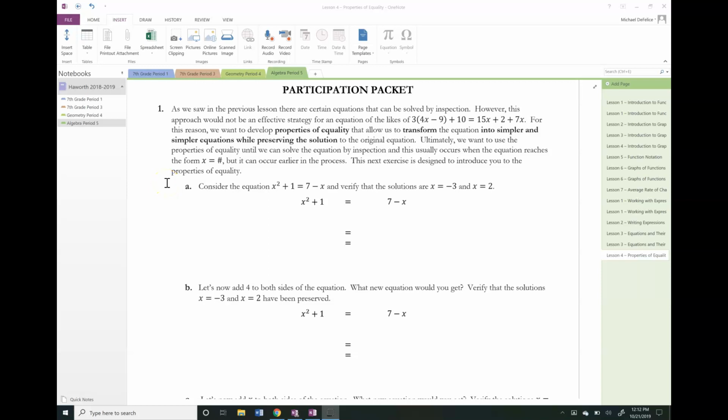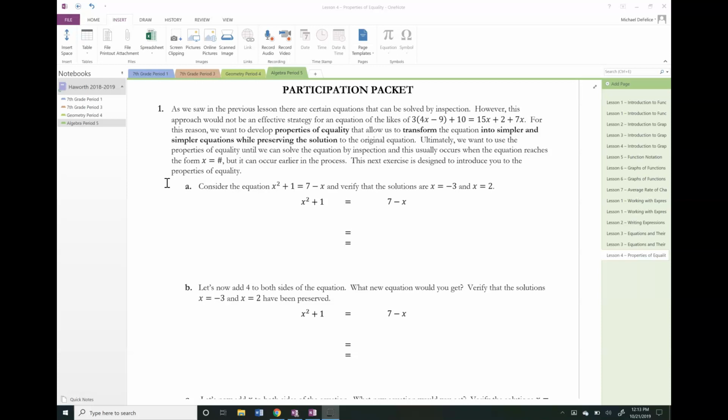Okay, in this lesson, we're going to go over the properties of equality. These are the things you can do to an equation that will make the equation simpler, with the important fact of keeping the solution to the original equation the same. So in my first equation here, I have x squared plus 1 equals 7 minus x.